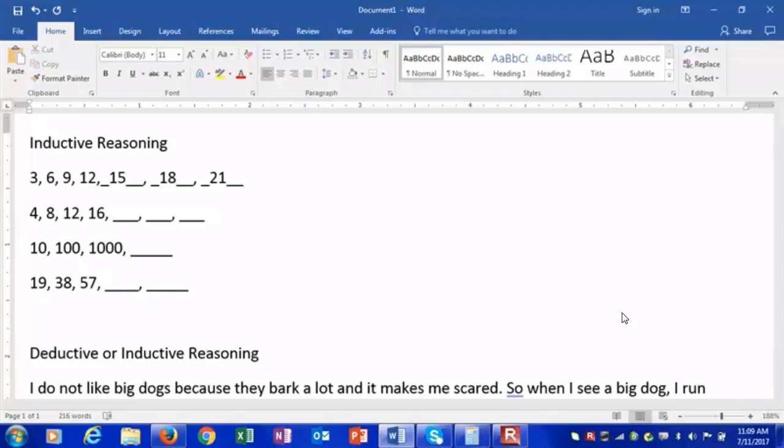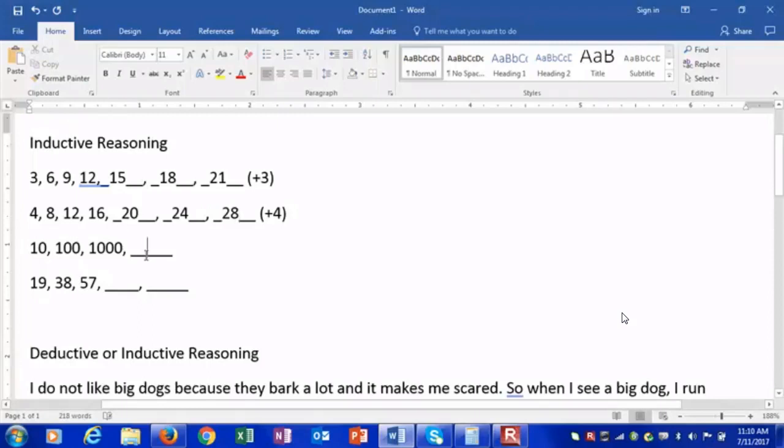4, 8, 12, and 16. This is a pattern of what? Think about it for a second. It's a pattern of... This is a pattern of 4s. So 16 plus 4 is 20. 20 plus 4 is 24. 24 plus 4 is 28. Okay.